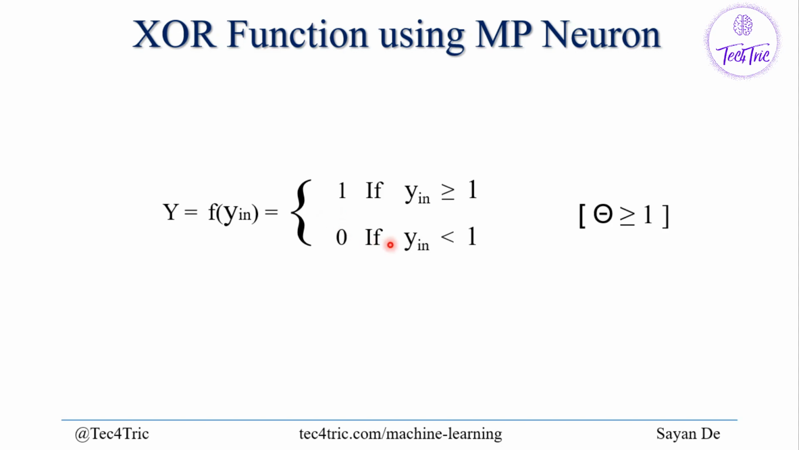Here the output will be 1 if the y input is greater than or equal to 1, and it will be 0 if the y input is less than 1, and here theta is greater than or equal to 1. And that's it for the XOR function. This is how we can represent the XOR function using McCulloch Pitts Neuron.